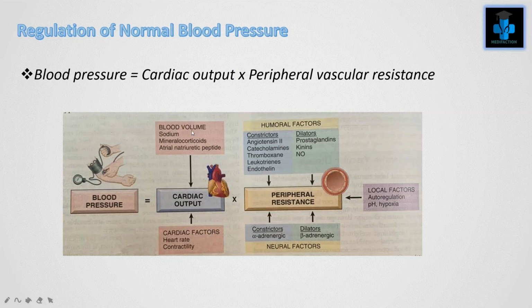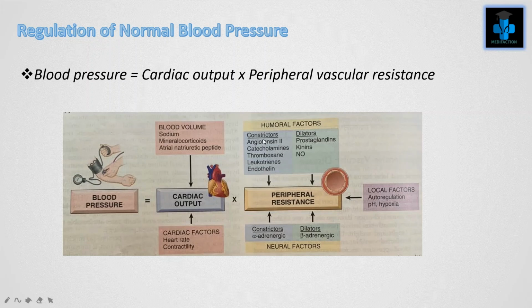Blood volume is influenced by sodium amount, mineralocorticoids, and atrial natriuretic peptides, whereas in case of cardiac factors, heart rate and myocardial contractility can cause alterations in cardiac output, which cause alterations in blood pressure. In case of peripheral resistance, there are humoral factors and neural factors which can cause constrictions and dilations with the help of certain other factors.